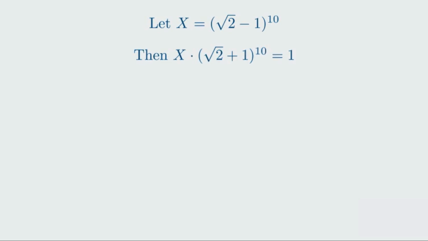This gives us a fantastic relationship. We found that the expression we're looking for, let's call it x, times its conjugate raised to the same power equals 1. This means that our expression x, which is (√2 − 1)^10, is equal to the reciprocal of its conjugate, (√2 + 1)^10. In other words, the two expressions are multiplicative inverses. We can now use this relationship to find the value of (√2 − 1)^10.